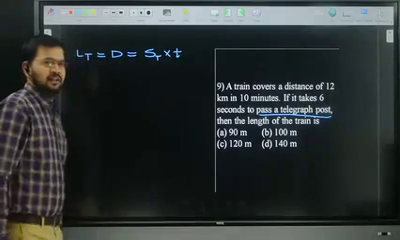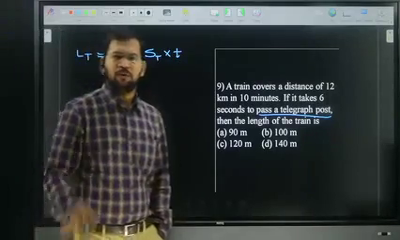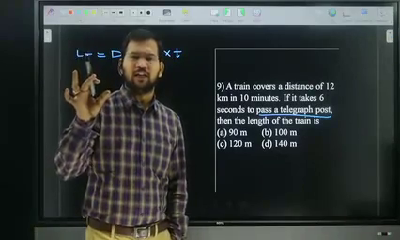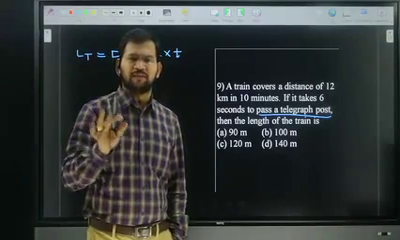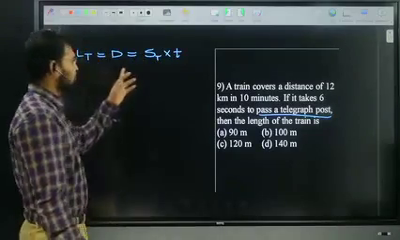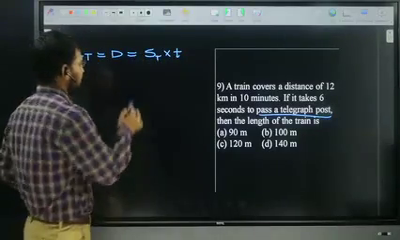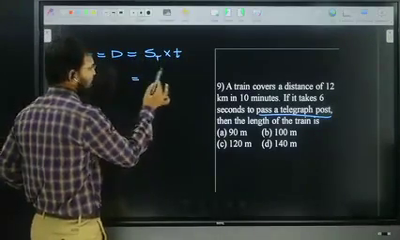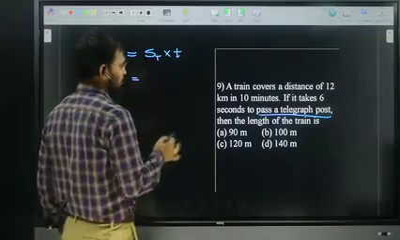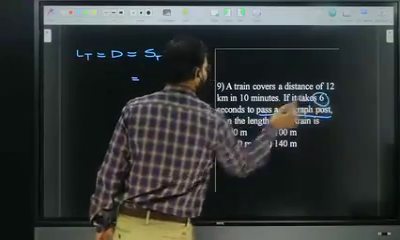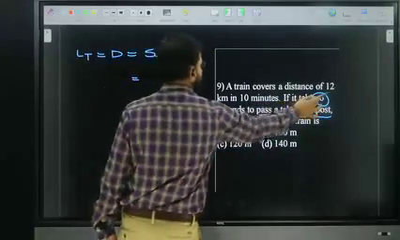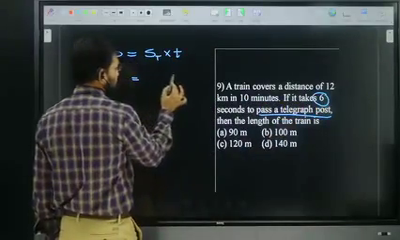All of you clear? I already told you, whenever a train crosses a telegraph pole, the distance is nothing but the length of the train. Distance is speed into time. The time they have given is 6 seconds. So time is 6 seconds.